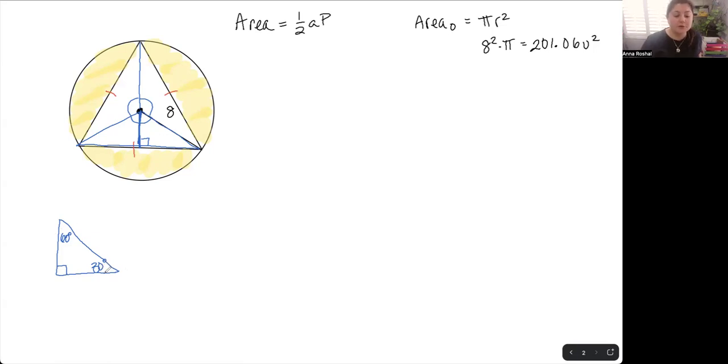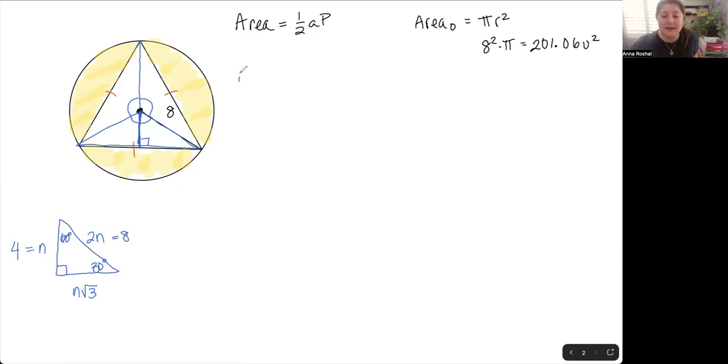All right, so we also know that in this 30, 60, 90 right triangle, this is n root 3, and this is 2n. So because I know that the radius is the same thing as the hypotenuse because it's opposite this 90-degree angle, I know I'm going to set that equal to 8. That means that n is going to be 4, and my apothem is 4.